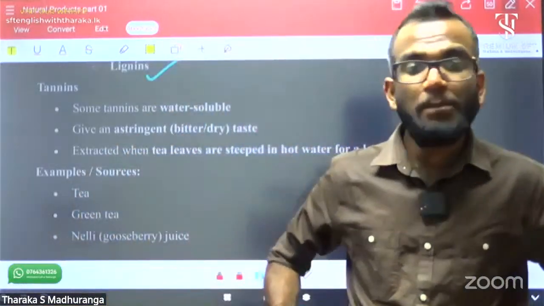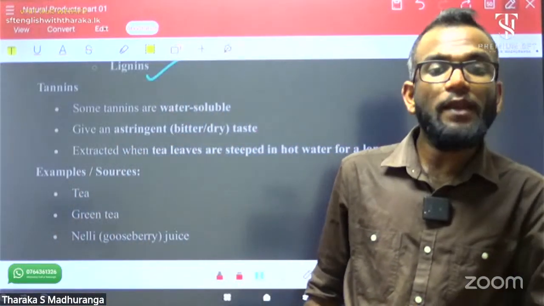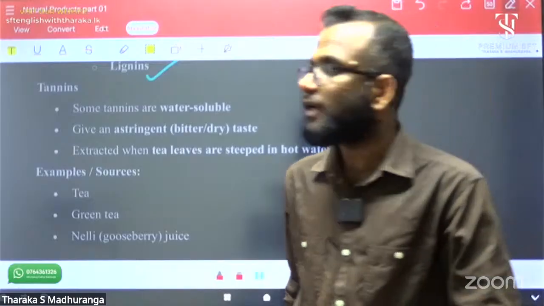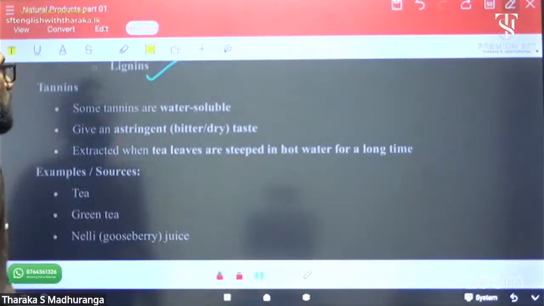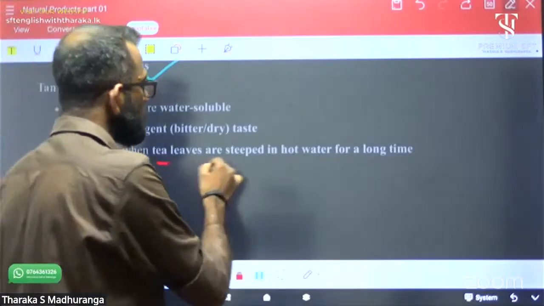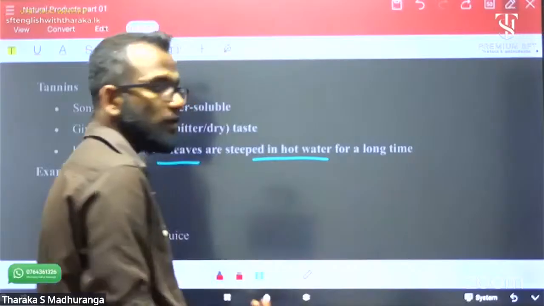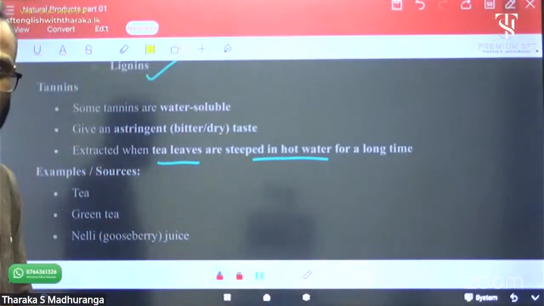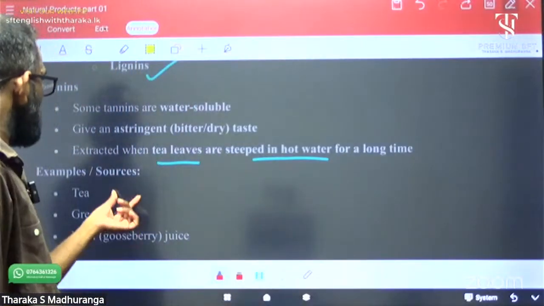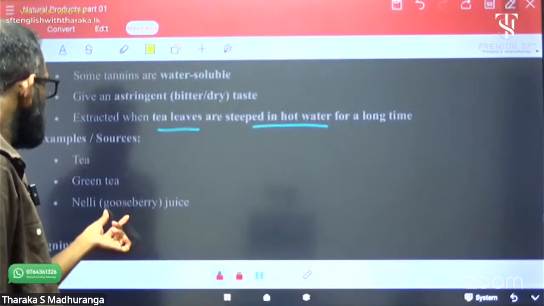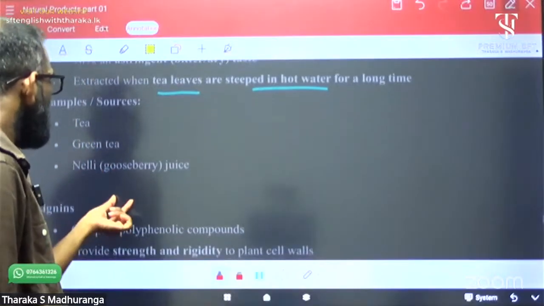Okay, what are the phenols? Phenols are simple compounds: hydroquinone and pyrogallol. Some tannins are water soluble, extracted when tea leaves are steeped in hot water for a long time. The tea leaf contains tannin. This tannin is important for antioxidant property. It is contained in tea, green tea, and amla juice.